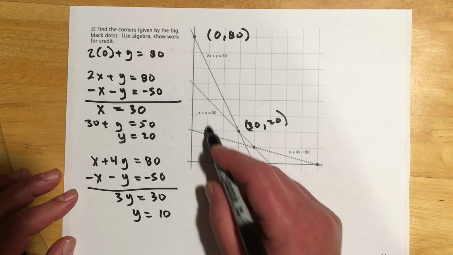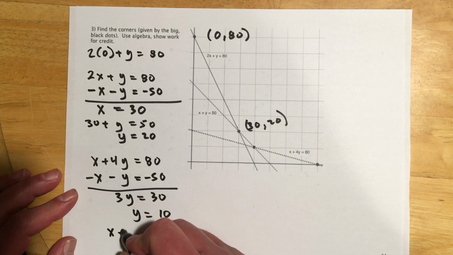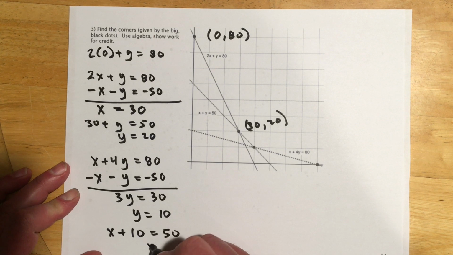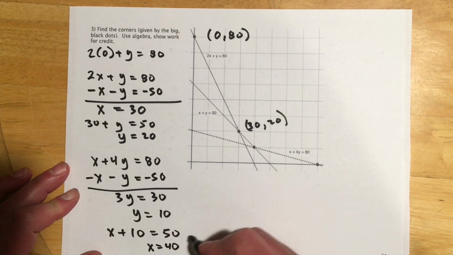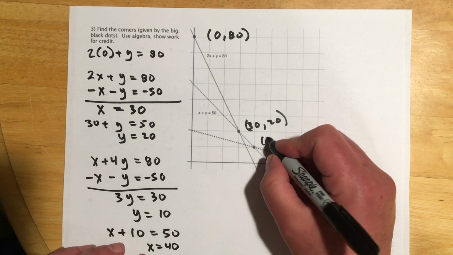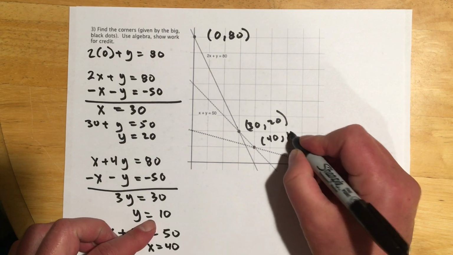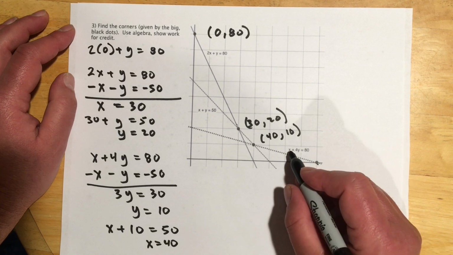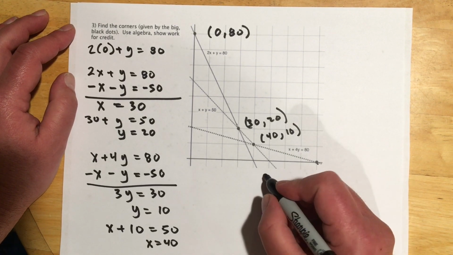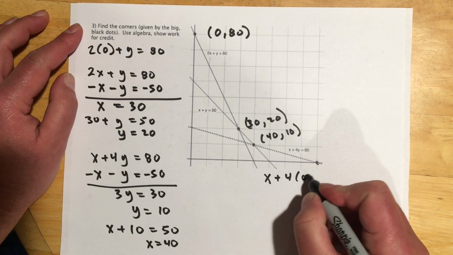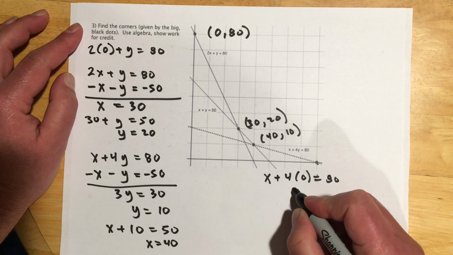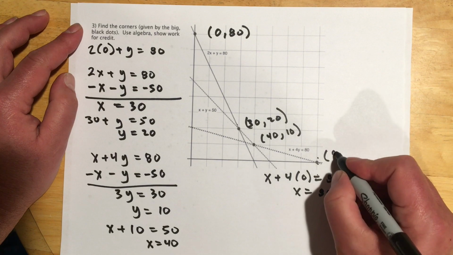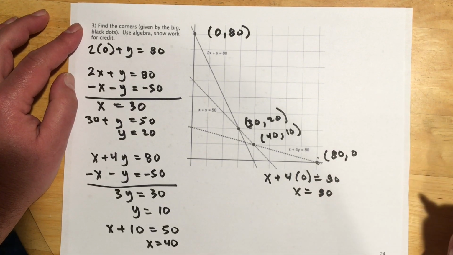And once I have that, I can plug back in, and then x plus 10 equals 50, so x would be 40. So this point right here is (40, 10). And then this last corner point right there, in this case, y is 0, so x plus 4 times 0 equals 80, so x equals 80. So this one would be (80, 0).